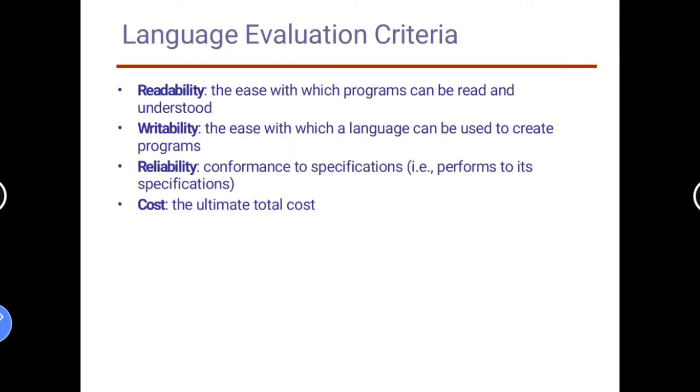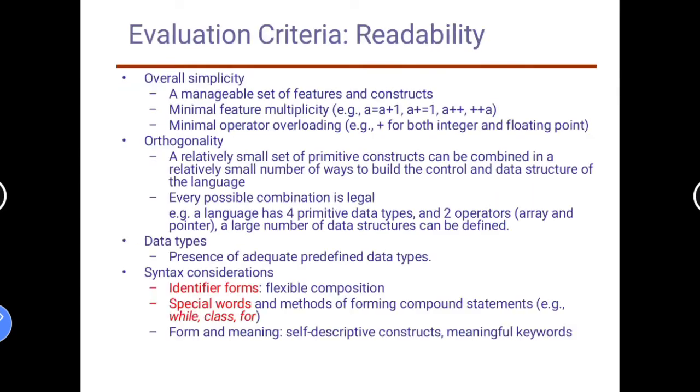Now come to the language evaluation criteria. Now you understand programming, so how do you evaluate which language is the best and which is not? It depends on different parameters. First is readability, the ease with which programs can be read and understood. Writability, the ease with which a language can be used to create programs. Reliability, conformance to specification, that is, performing to its specification. Cost, the ultimate total cost of writing that program. Let's go one by one in detail.